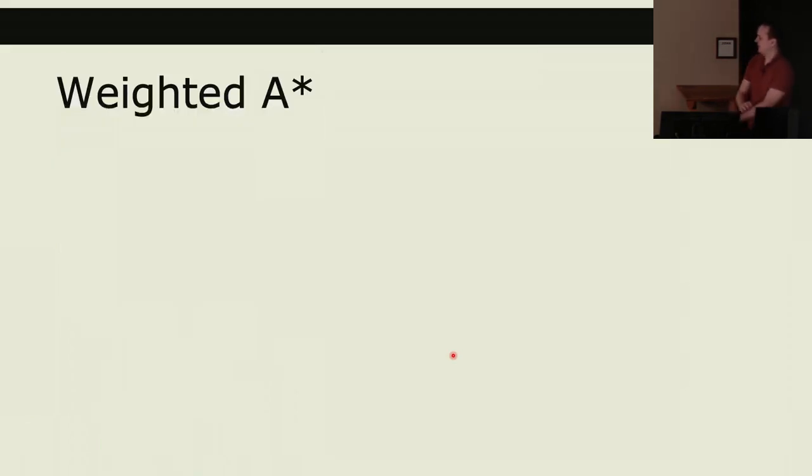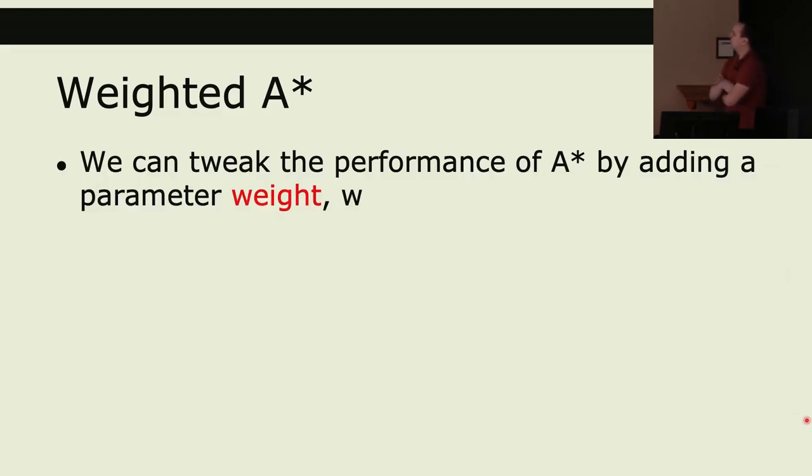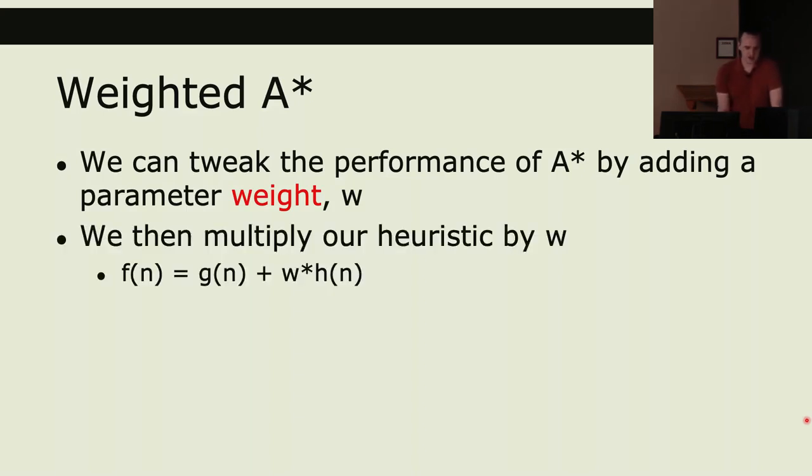The last thing I'm going to tell you for this lecture, and then I'll show a little bit of a demo, is called weighted A star. So this is another algorithm that puts a little spin on the A star search algorithm. And it's really, really cool, actually. So we can tweak the performance of A star by adding a weight parameter that I'm going to call W. That's what most people call it. And then what we're going to do is, instead of just taking the minimum value of f of n as g of n plus h of n, I'm going to weight the heuristic value.